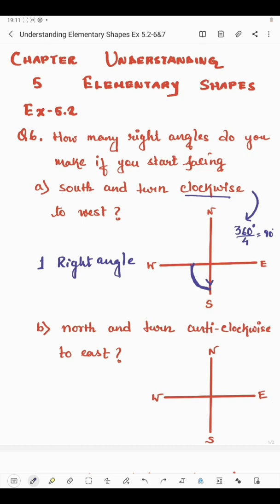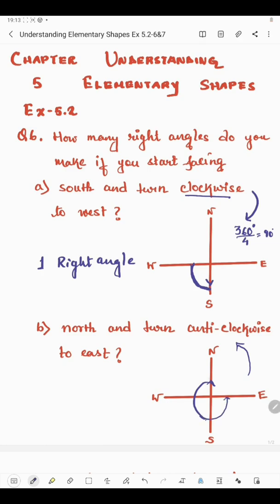Now in the B part we have, how many right angles do you make if you are facing north, that means here you are, and turn anti-clockwise. Clockwise means like this, and anti-clockwise means opposite, like this. So if you are facing north and turn anti-clockwise to east, that means from here, turning anti-clockwise this way, you are coming to east.